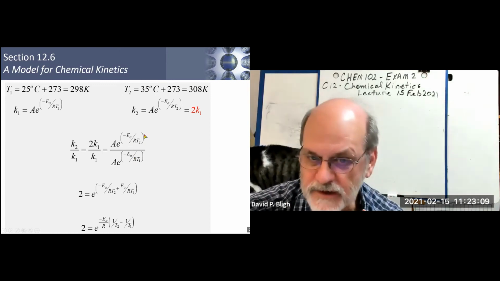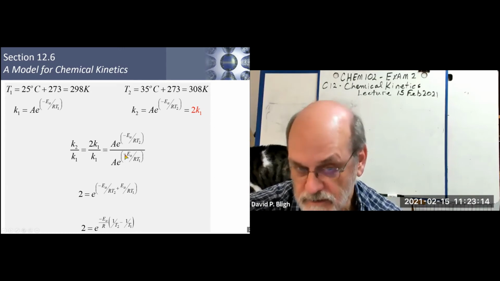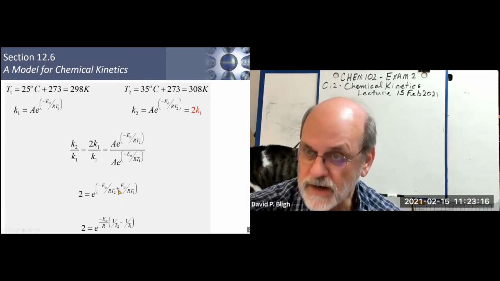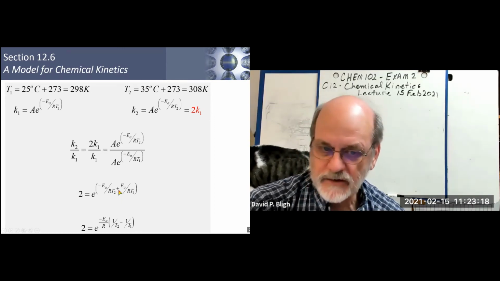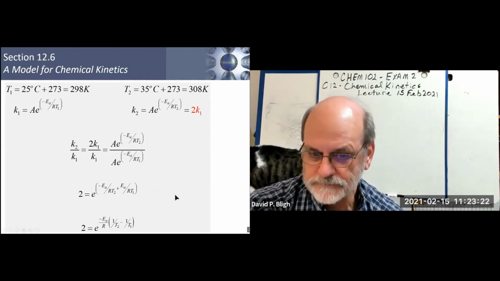So we say this one here minus this one makes it a plus because of that minus right there. So now minus and minus is a plus. So now we have 2 equals E to this power.